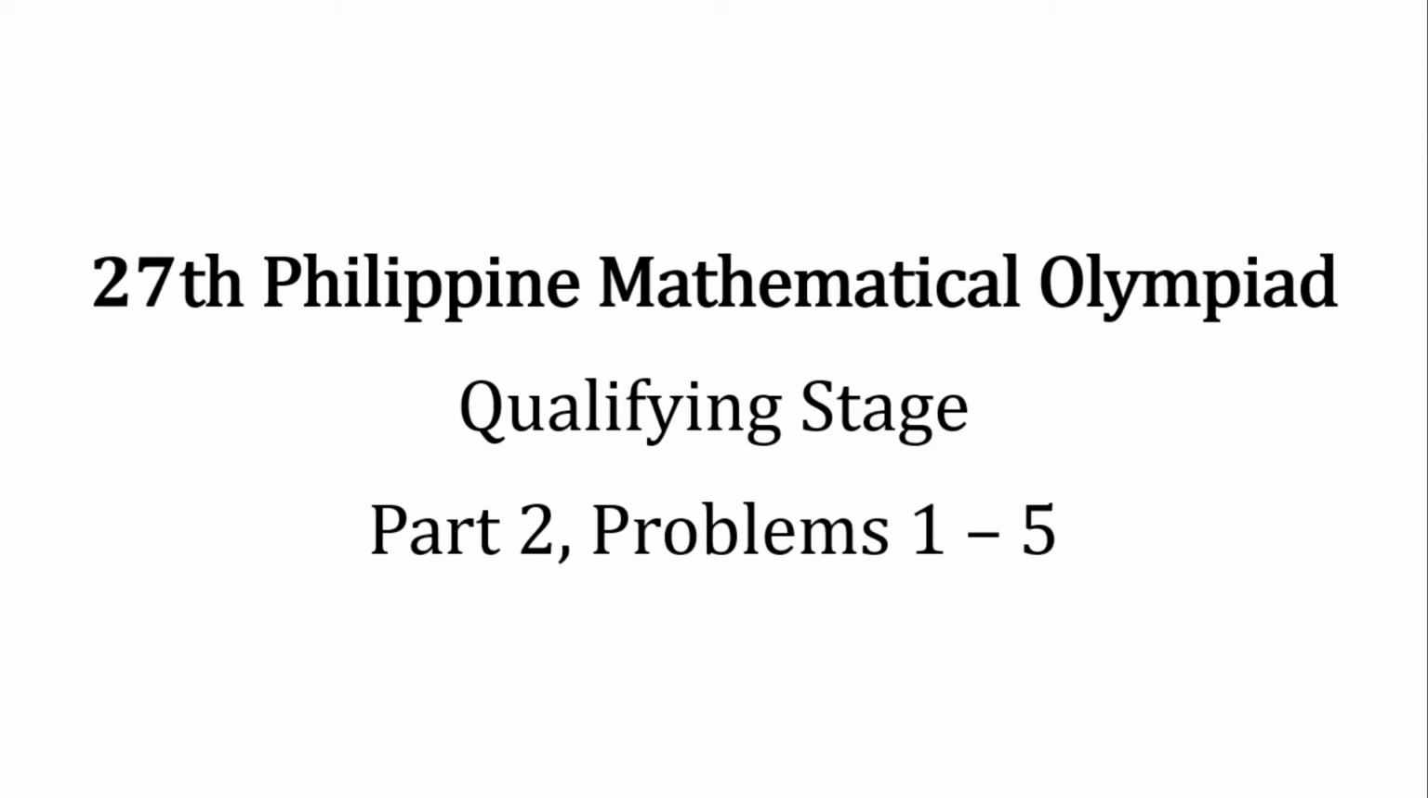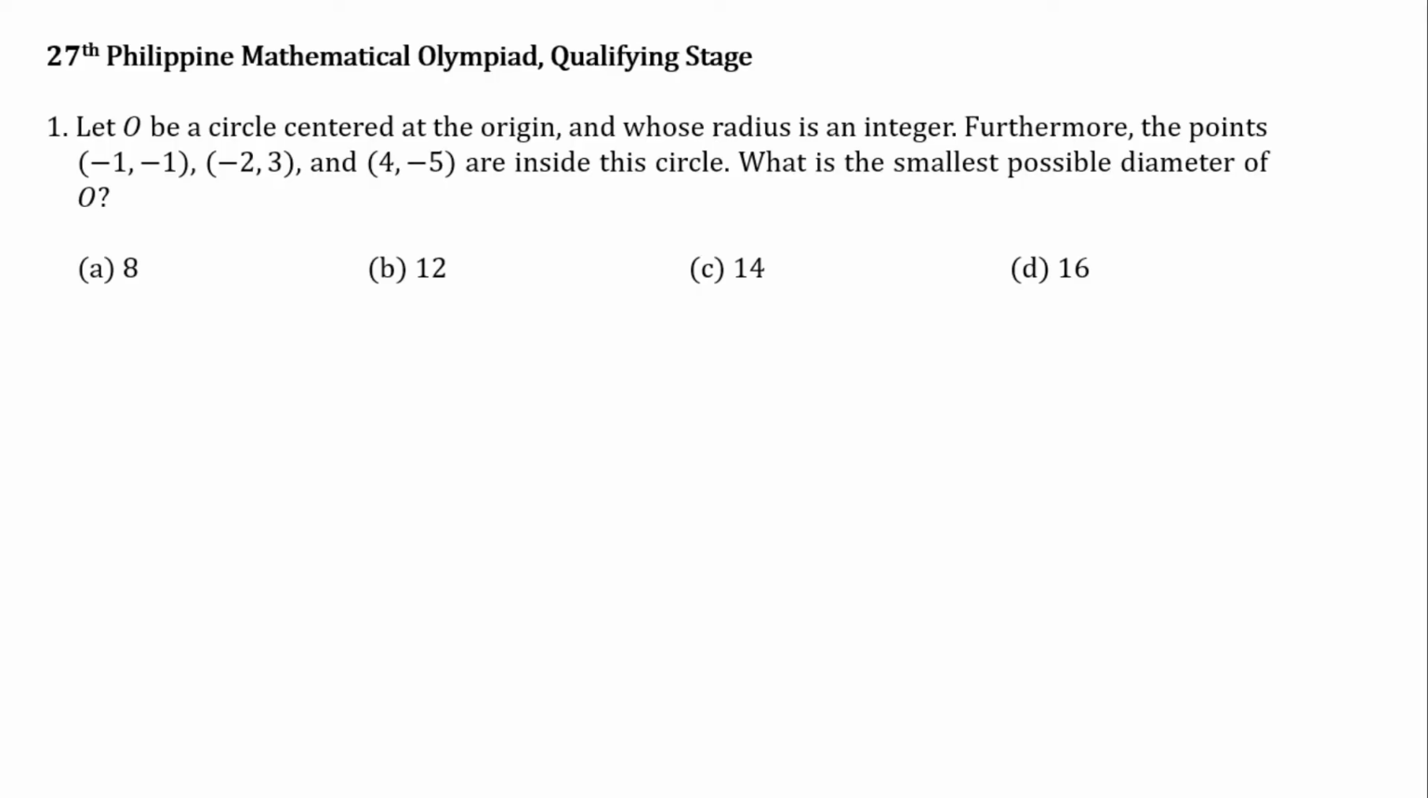We are now on part 2 of the 27th PMO qualifying stage. Problem number 1. Let O be a circle centered at the origin and whose radius is an integer. Furthermore, the points (-1, -1), (-2, 3), and (4, -5) are inside this circle. What is the smallest possible diameter of circle O?